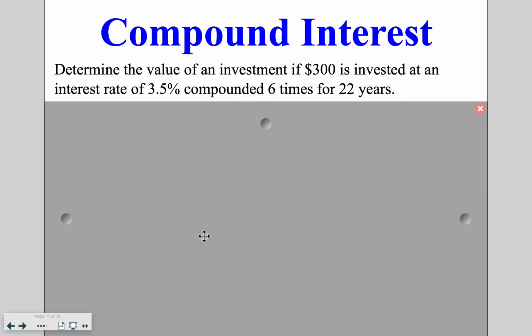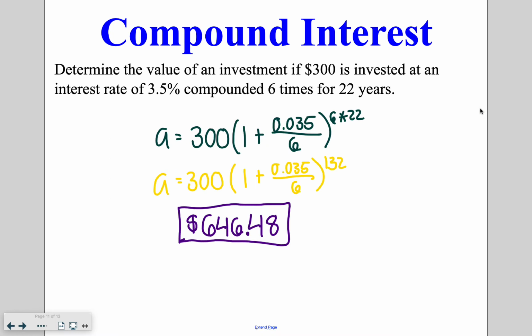Go ahead and try this one on your own, solving for how much the investment will be after our time frame. In this case, we end up with $646.48 after the 22 years.